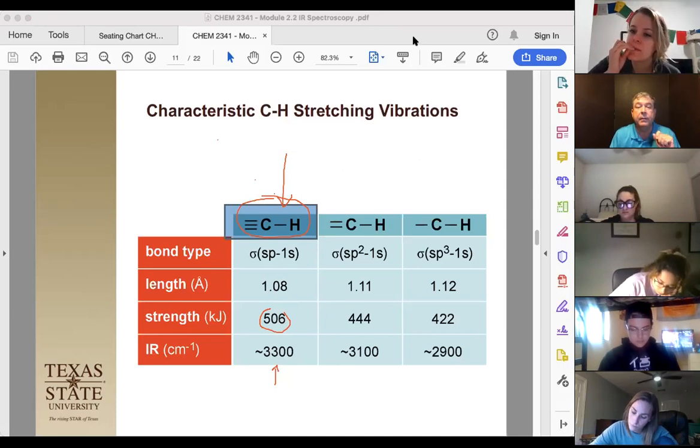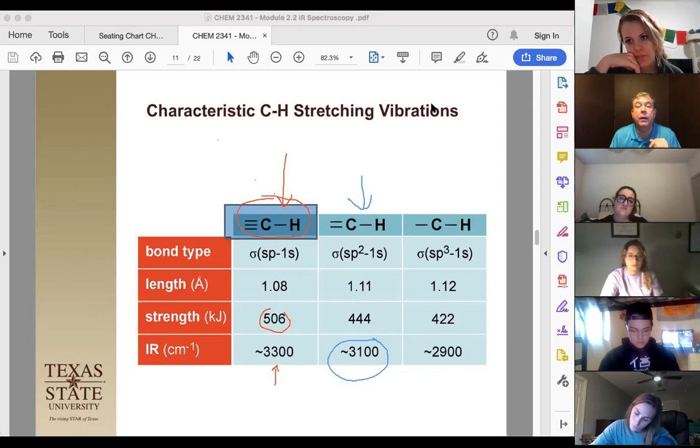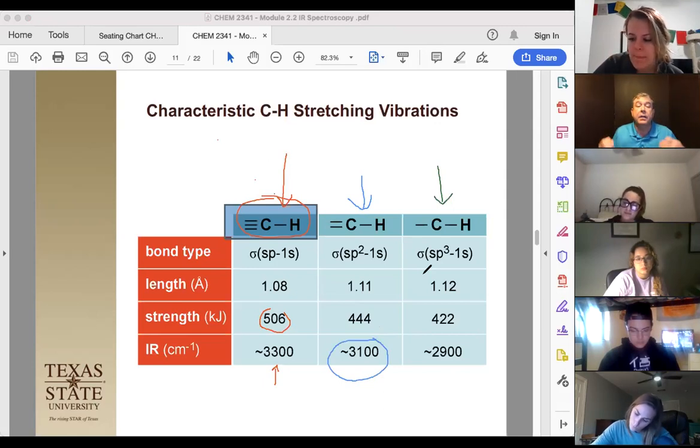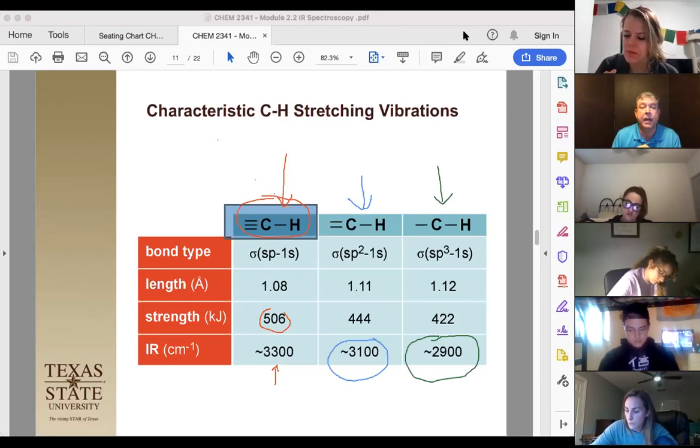Now let's look at the alkenes right here. That's an sp2 hybridized carbon going to a hydrogen, and so it's a slightly longer bond length, slightly lower energy, and our frequency shifts down again right here. And then if we go for our alkanes right here, those are our sp3 hybridized. Those are going to be our longest bond lengths and our lowest energies. So that means we can tell the difference between alkynes, alkenes, and alkanes just by looking at the types of hydrogens we have in our system.